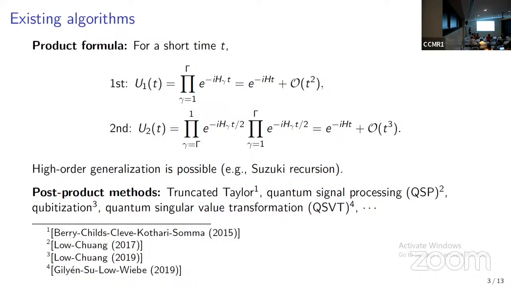approach. But there's another category, the post-product methods, which is not the product of those simple Hamiltonians. For example, there are methods based on truncated Taylor series, quantum signal processing, qubitization, or the recent quantum singular value transformation. All of these post-product methods are trying to further improve the accuracy dependence of the product formula, because there's a fundamental limitation of the accuracy that can be achieved by the product formula.